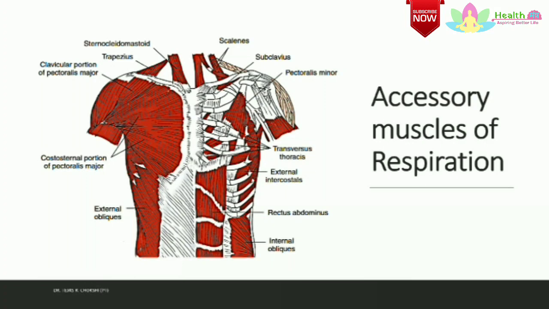The accessory muscles of inspiration therefore increase the thoracic diameter by moving the rib cage in an upward and outward direction. The accessory muscles of expiration move the diaphragm upward and the thorax in a downward and inward direction. You can see in the figure the most common accessory muscles of respiration. We will discuss each muscle in brief. The first, the sternocleidomastoid muscles.